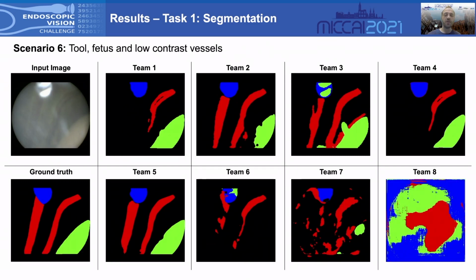In this frame from video 6, we have all the classes together and multiple issues. Some parts of the vessel are not very well contrasted. The tooltip is bright due to the reflection of the fetoscope light. In particular, some models are confused by the presence of the small shadow in the tool, leading to the detection of the whitish part as a fetus. Teams 2 and 5 segmented this image correctly.